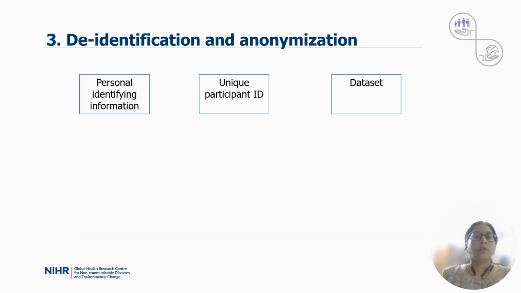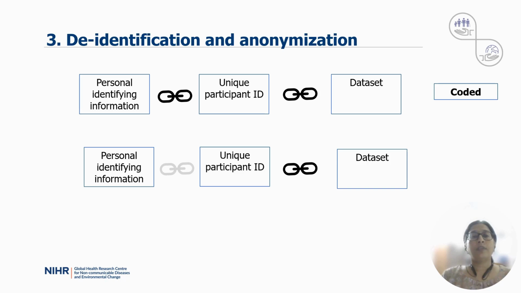So what about de-identification and anonymization? In any study, you will collect the data and you will link the data with a unique participant ID. Apart from it, you might also collect your personal identifying information. The way you have coded the data is linking the unique participant ID and the data set, but you also have a link with the personal identification. So your data is coded, but you still have a link to the personal identifying information.